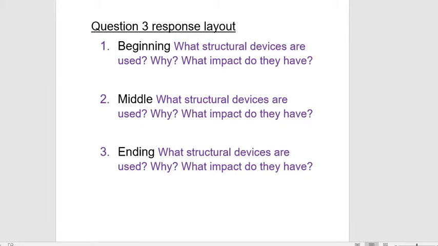Keep it simple. You don't want to overcomplicate things in the exam, but if you look at the beginning, then the middle, then the end, it shows that you have looked at the whole source. Now, for each paragraph, you need to look at what structural devices have been used, why they've been used, and the impact that they have.